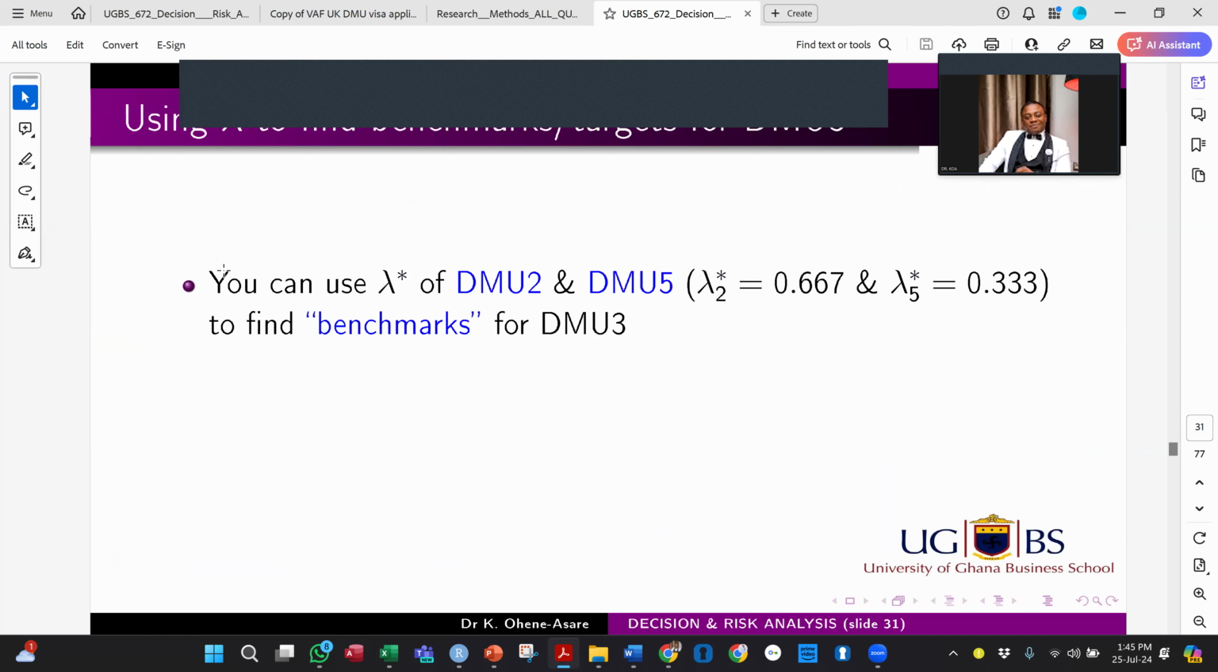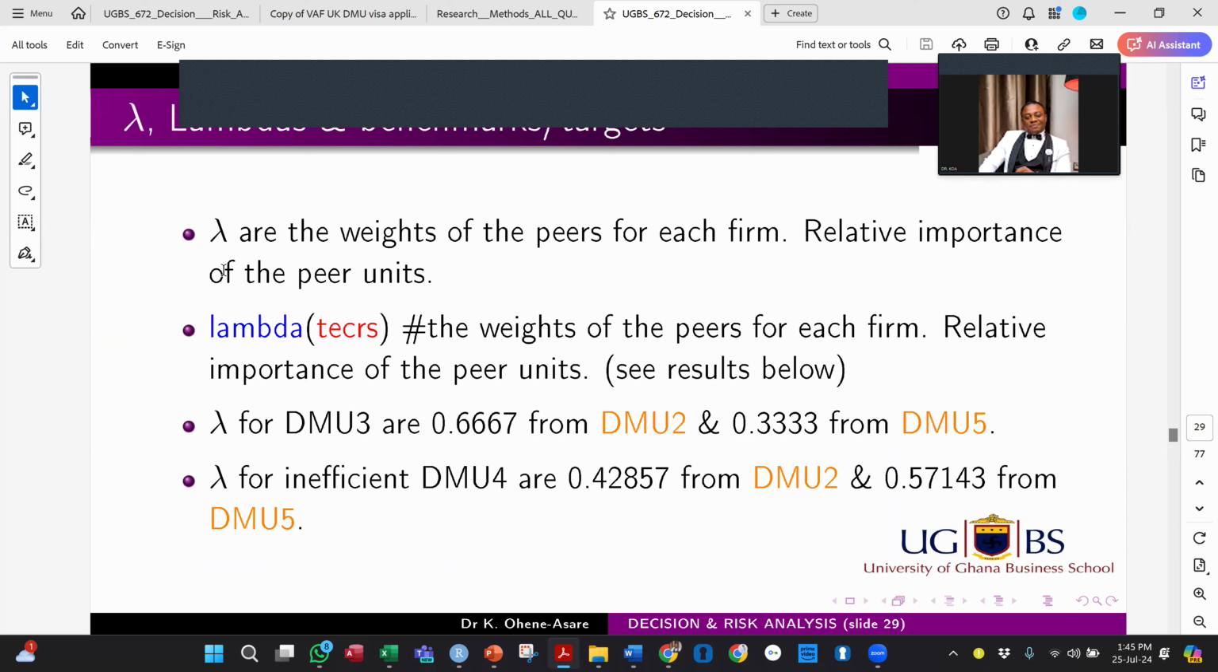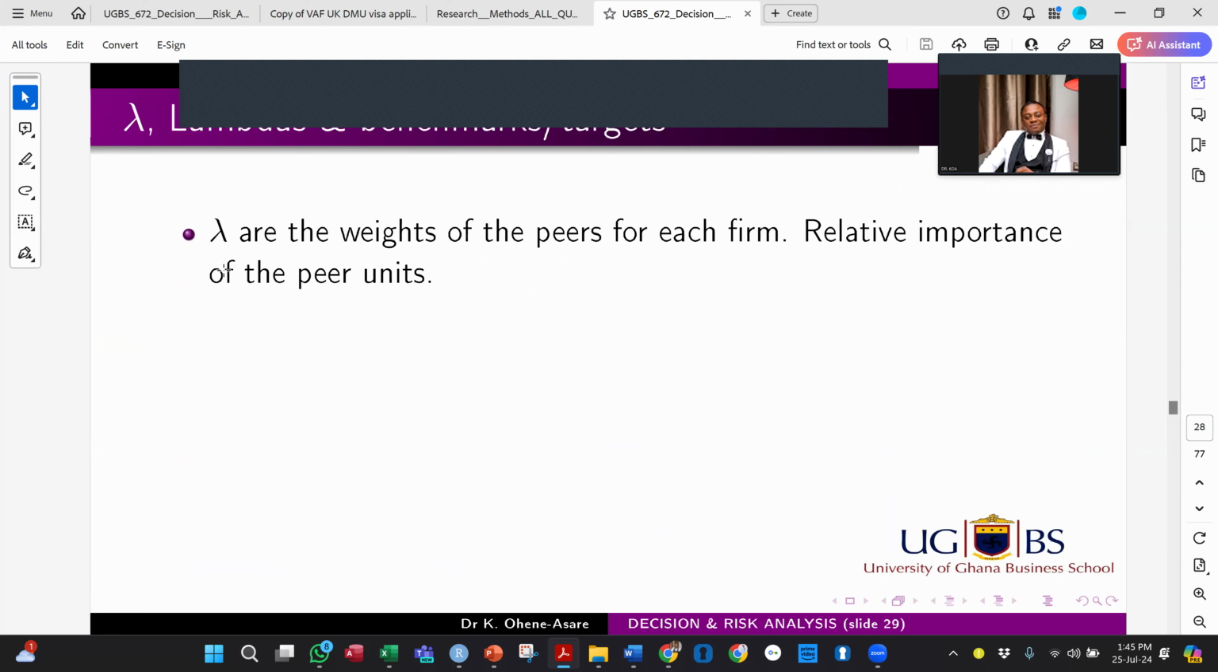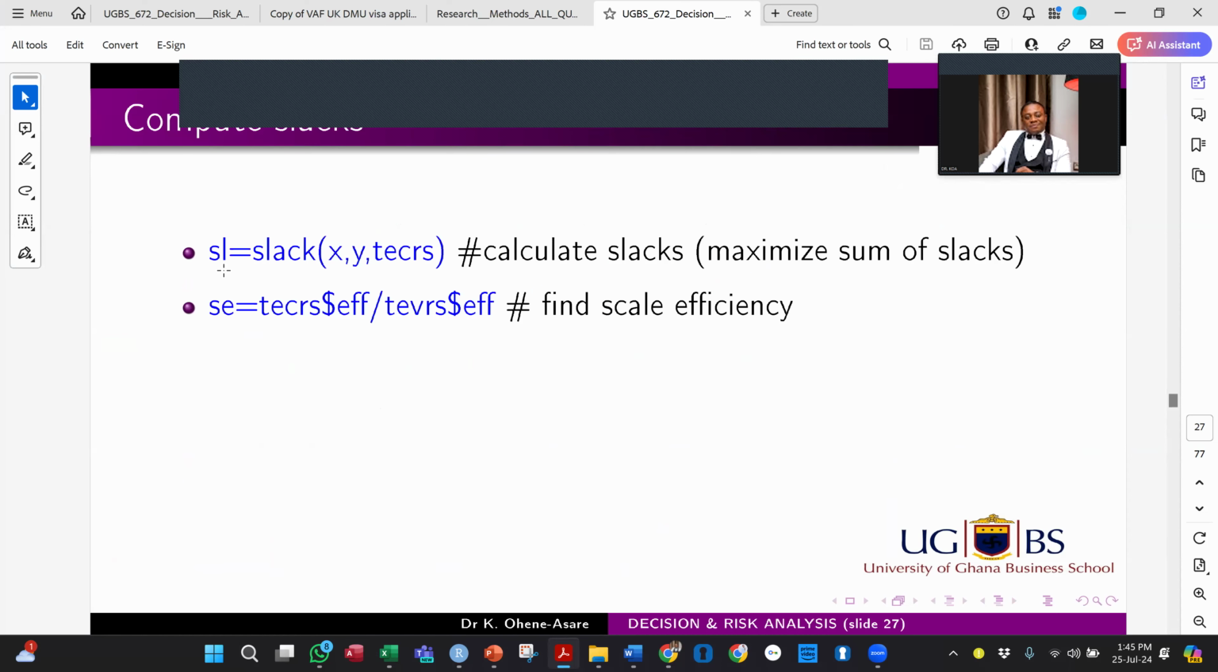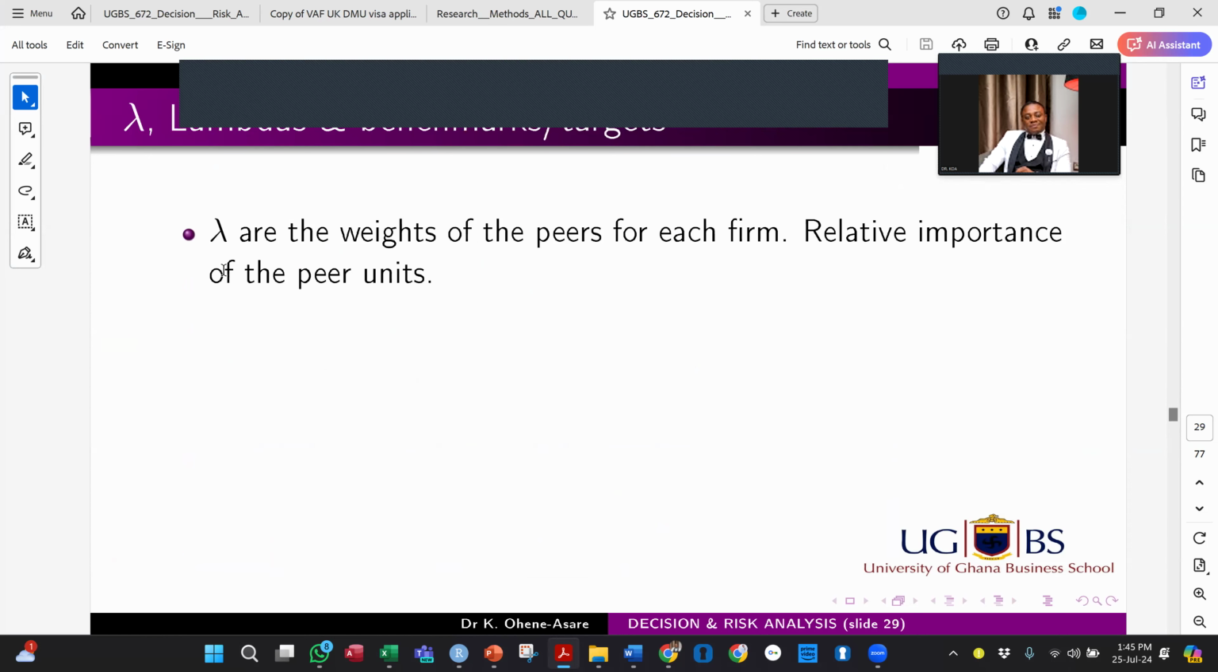So this is it. We can go and calculate the target for this guy. Let's try one of them. So I just want you to know about these lambdas first. The lambdas are the weights. It is the weight of the peers for each firm. In other words, it's the importance you are placing on that firm in helping you to achieve your goal.